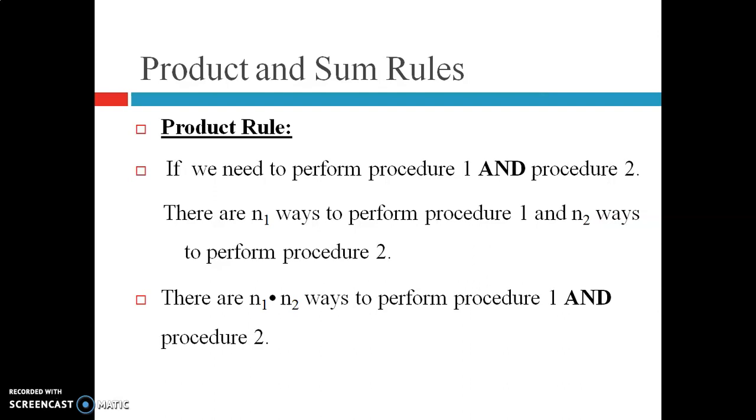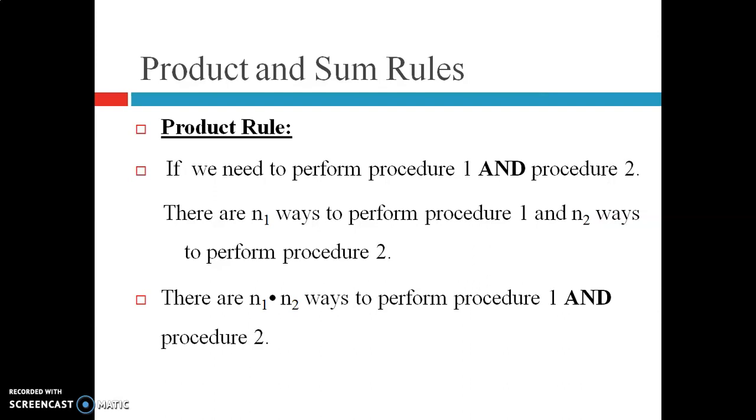Now, up till now we have seen single systems, but if multiple systems or multiple procedures are there, in that case we can use the rules of product and sum. So these rules we will see one by one. Product rule: if we need to perform procedure 1 and procedure 2, and there are n1 ways to perform procedure 1 and n2 ways to perform procedure 2, there are n1 into n2 ways to perform procedure 1 and procedure 2. It is the rule of product.